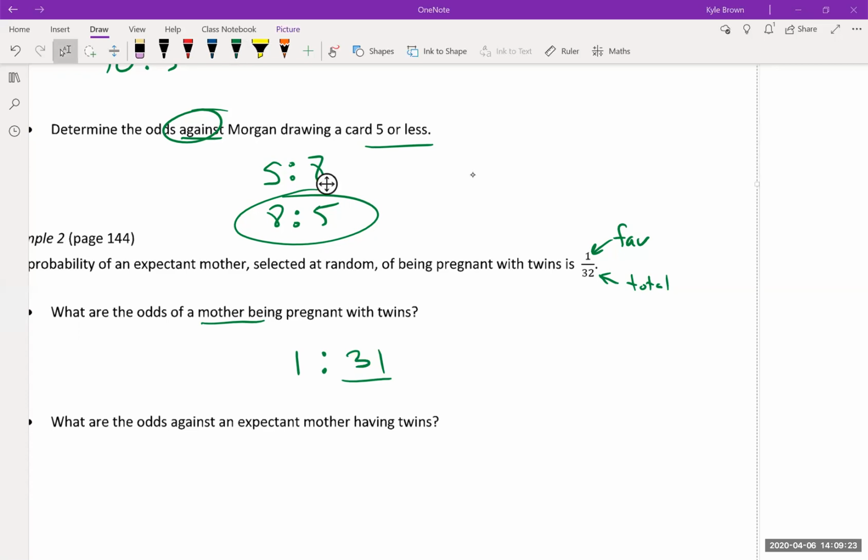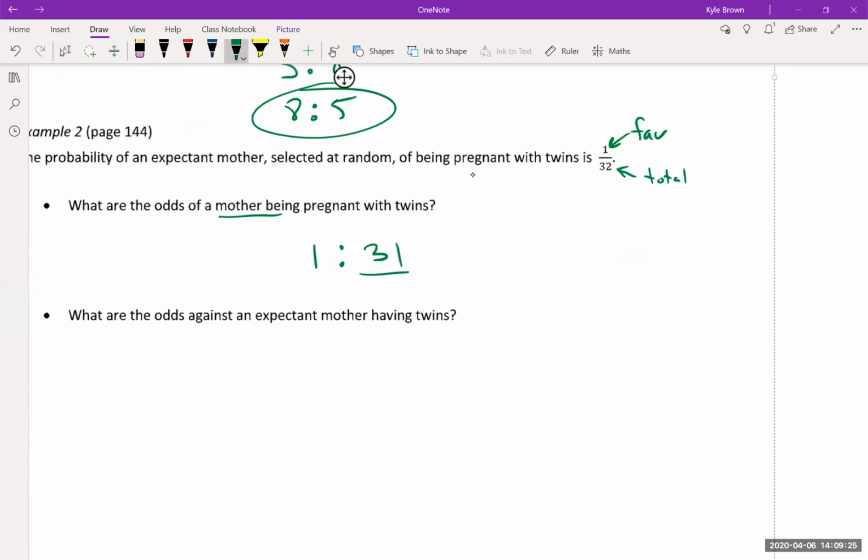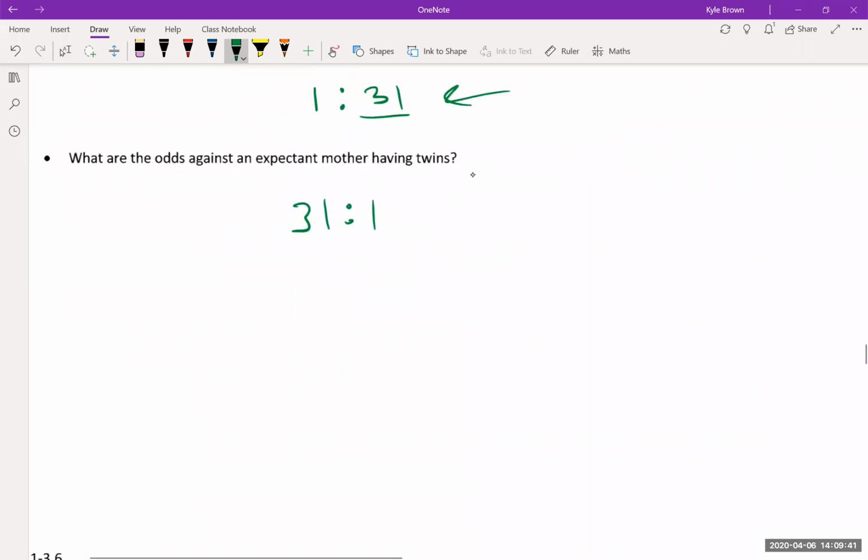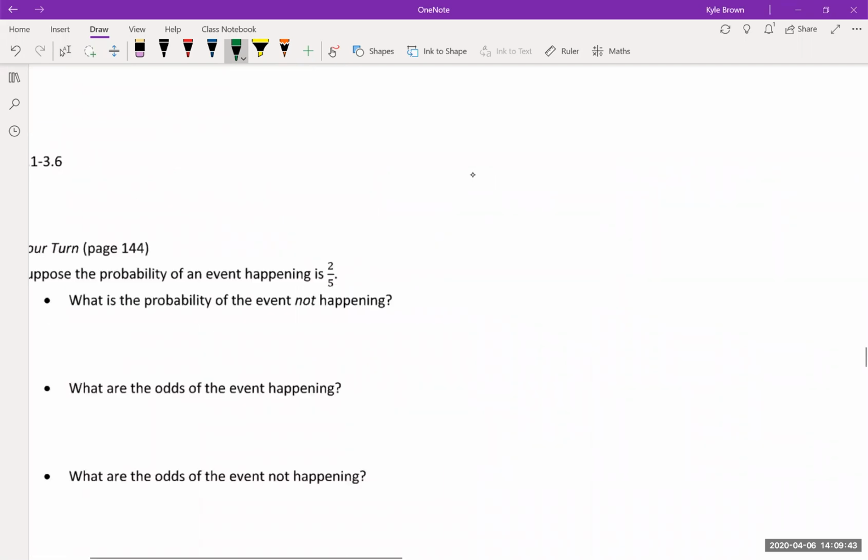So now it says, what are the odds against an expected mother having twins? All right, so this one's easy. So this was 4, right? This was the odds for having twins. So against, well, that's just going to be the other way around. So that'd be 31 to 1, right? Not too bad yet, right? Okay.